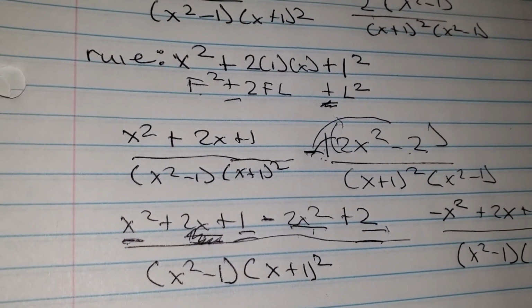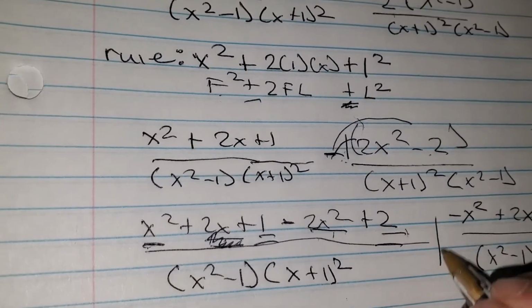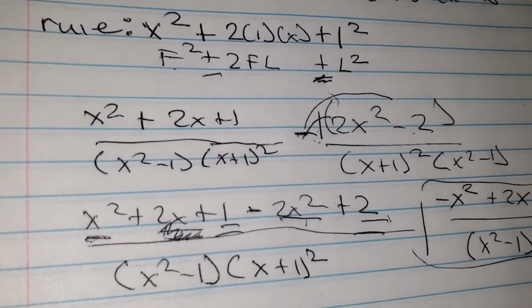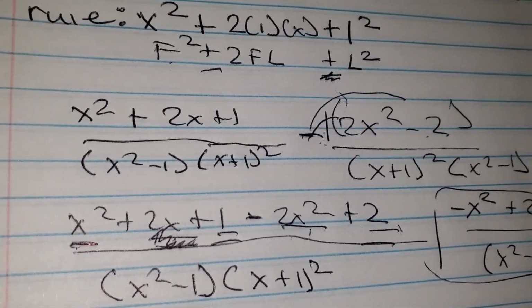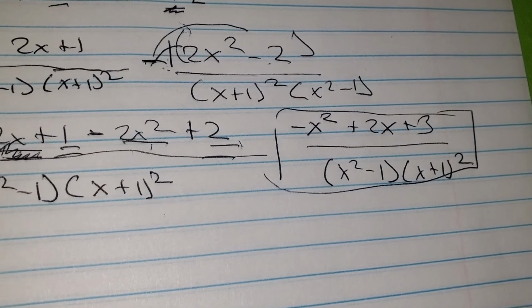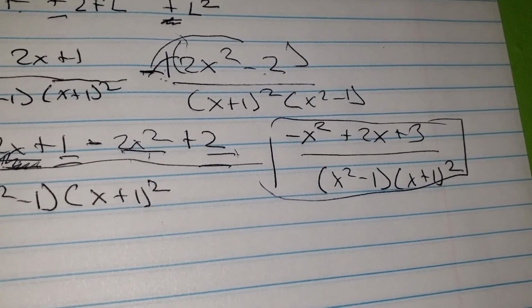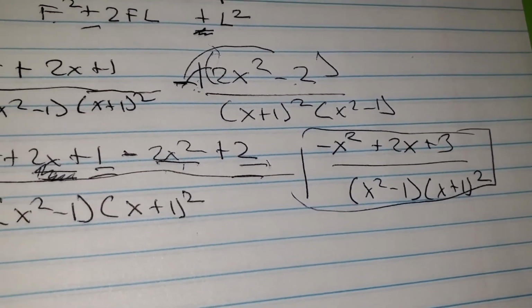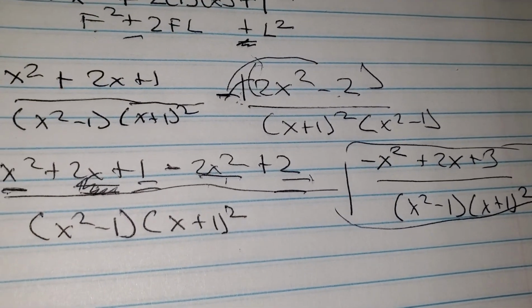That's it, honestly. We could factor out a negative 1, but honestly, there's really no point in doing that. Our final answer is minus x squared plus 2x plus 3 over (x squared minus 1) times (x plus 1) squared.